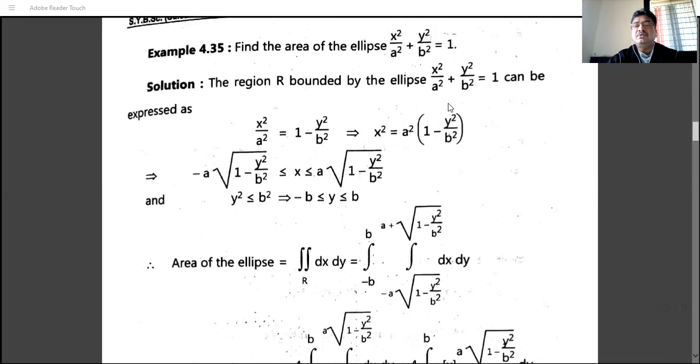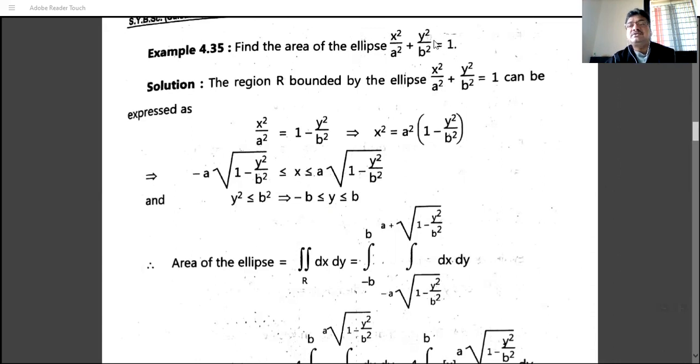And then substitute x as 0 in this equation. So what do we have? If we substitute x as 0, then y square by b square is equal to 1, and therefore y square is equal to b square, and therefore y is plus minus b, and therefore the limits of y are b and minus b. Okay, minus b to b. So substitute x as 0 and then find y.